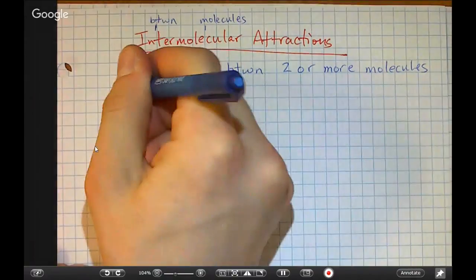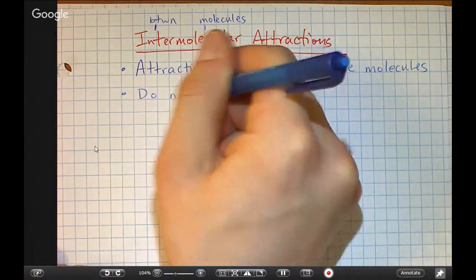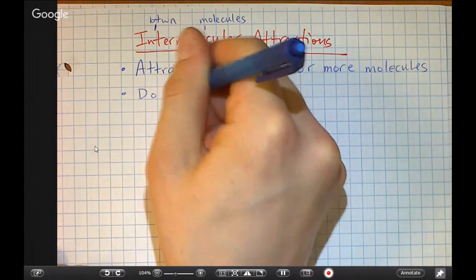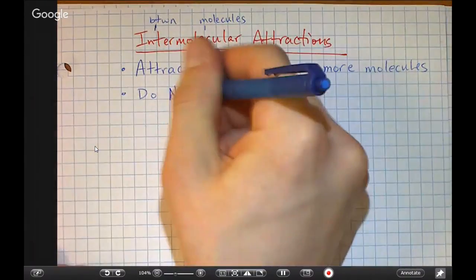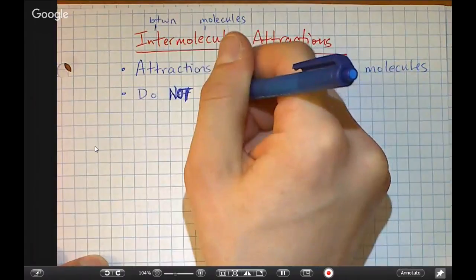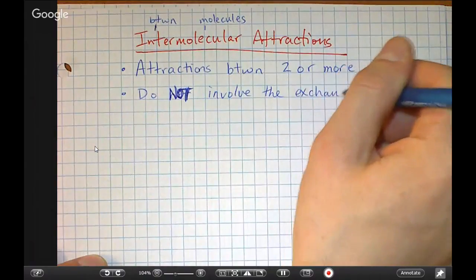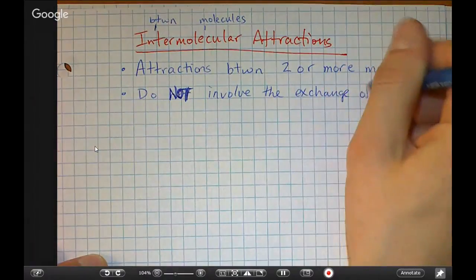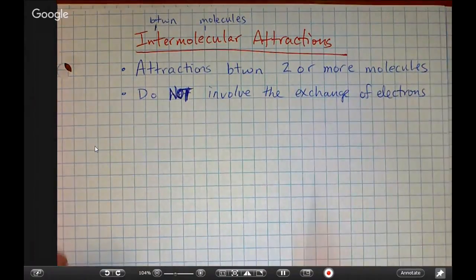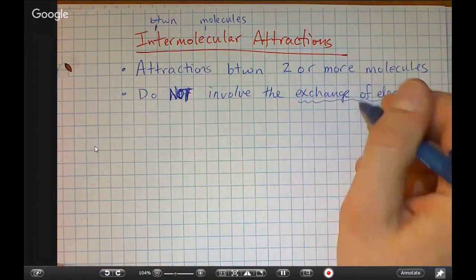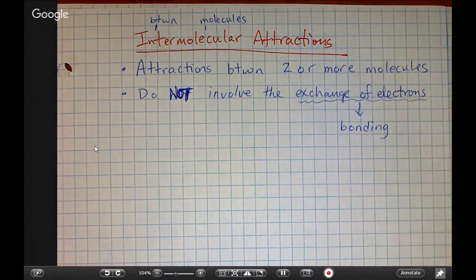Something to keep in mind is that these attractions do not, I should capitalize this, do NOT involve the exchange of electrons. The importance of this statement is that if it has the exchange of electrons, that's what we would call bonding. Chemical bonding involves the exchange of valence electrons.